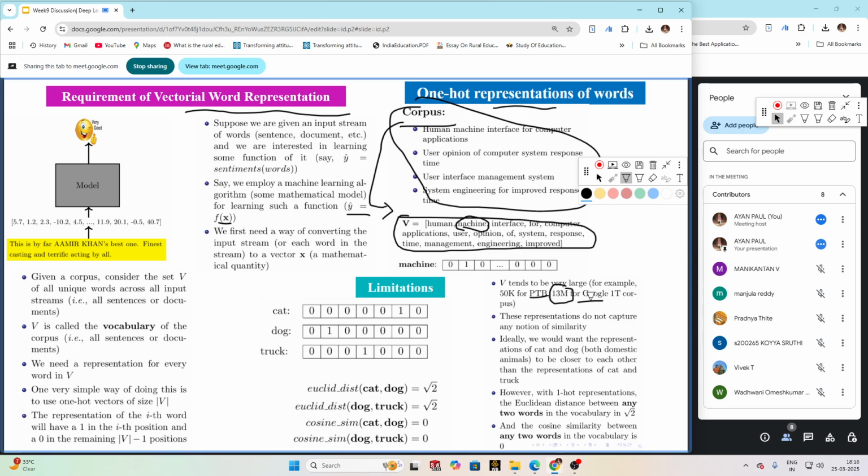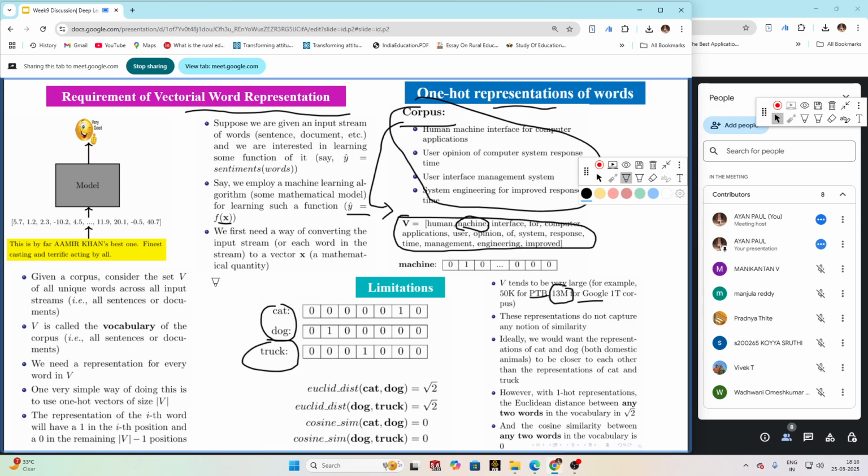The second problem is that in this one hot representation of words, we cannot find the similarity between two words. Like cat, dog and truck: we know cat and dog are somewhat similar, but truck is not similar to cat and dog. But whenever you find the similarity between cat, dog and truck, the similarity will always be the same.